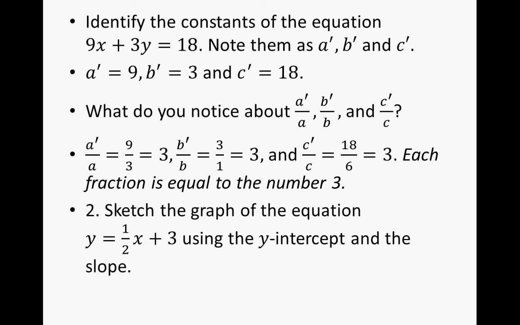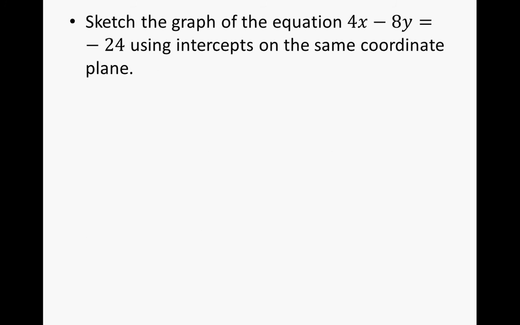Alright, for number 2, sketch the graph of the equation y equals 1/2 x plus 3 using the y-intercept and slope. Continue the video when you are done. Alright, so now once you've got that graph, sketch the graph of the equation 4x minus 8y equals negative 24 using intercepts on the same coordinate plane. Go ahead and continue the video when you are done.